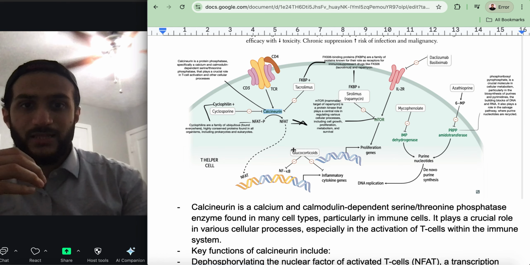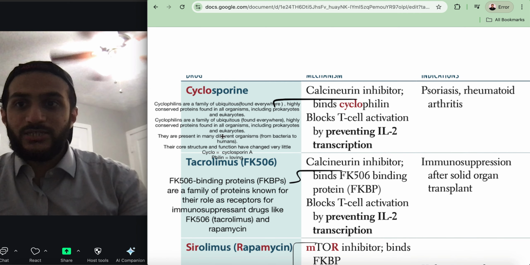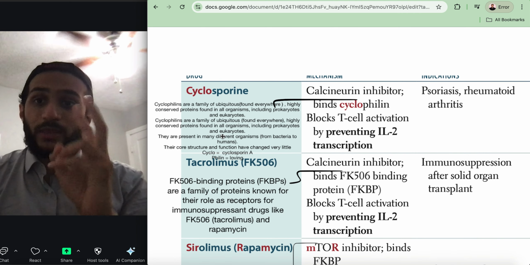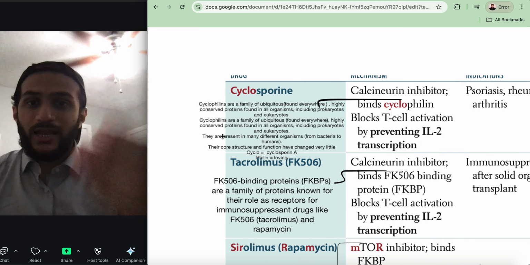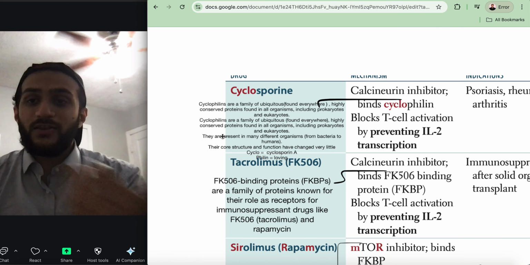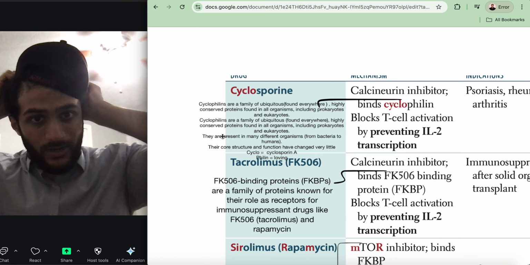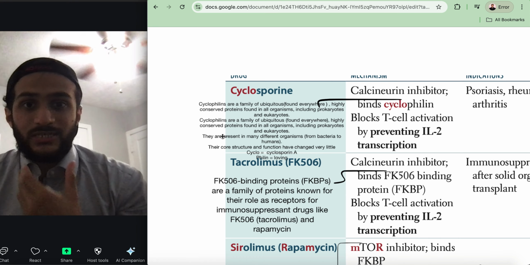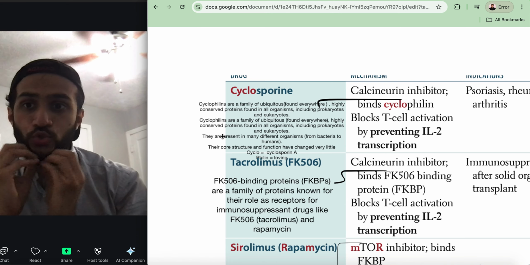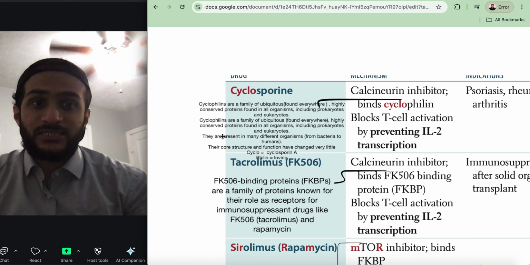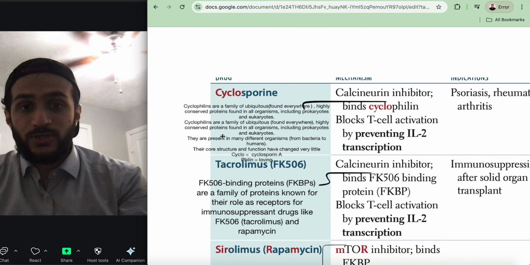And let's come over here and speak about the drugs now. The reason I spend so much time on calcineurin is because cyclosporin and tacrolimus both inhibit it. Okay, so cyclosporin is basically a calcineurin inhibitor, and it binds to cyclophilin. Cyclo refers to cyclosporin, and philin means love. So cyclophilin is ubiquitous, a common, highly conserved protein in all organisms, including prokaryotes and eukaryotes, and it works to activate the nuclear factor of activated T cells. Of course, if you inhibit calcineurin, if you inhibit the nuclear factor of activated T cells, you decrease interleukin 2 and transcription.